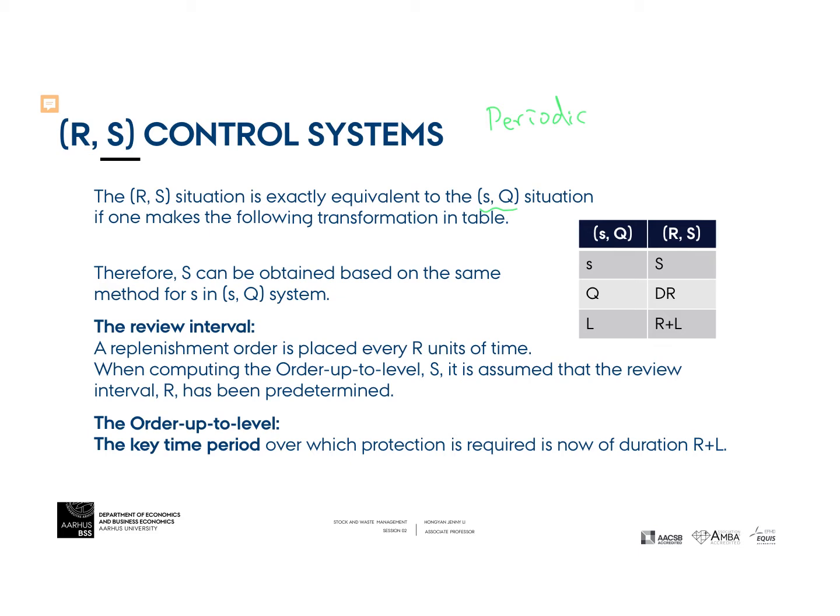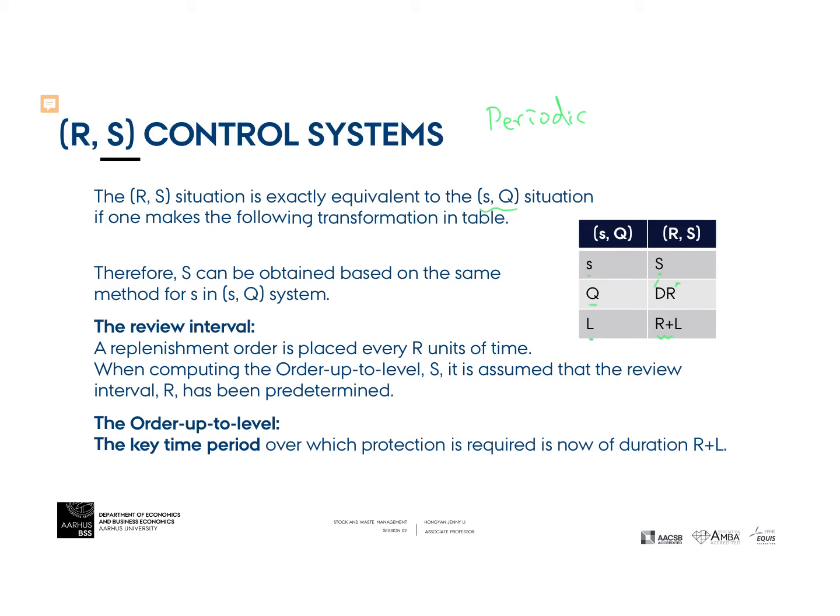In the sQ model, we decide the reorder point and order quantity, based on the lead time. In the RS model, we need to decide the order up to level, and we know the demand distribution over the review period plus lead time period. Your average or expected order quantity is your demand times your review period.